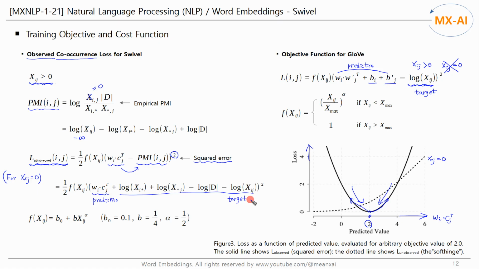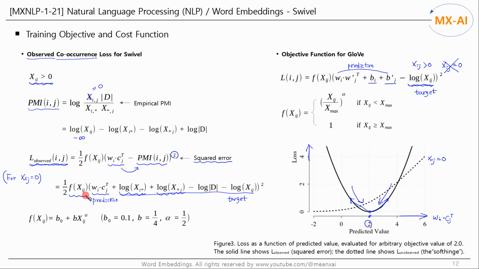PMI already incorporates information about the frequencies of the individual words. In particular, the PMI expression contains the terms involving log xi star and log x star j. So the frequency correction is already built into the target itself. For this reason, Swivel does not need separate word and context bias terms in the same way Glove does.